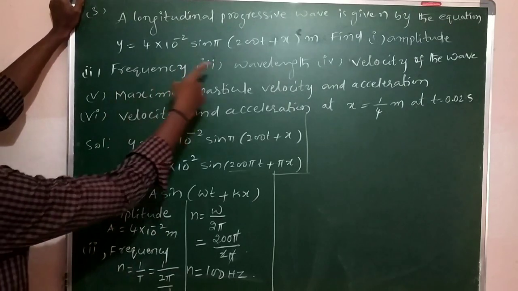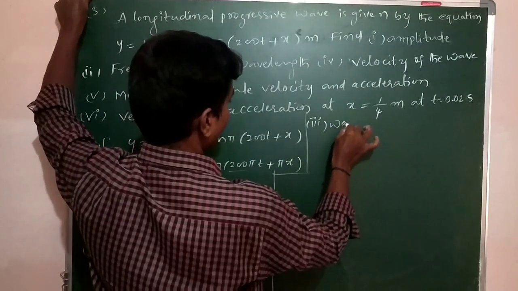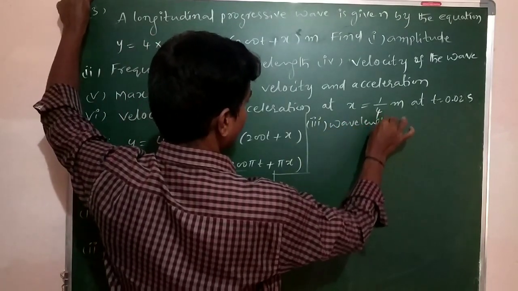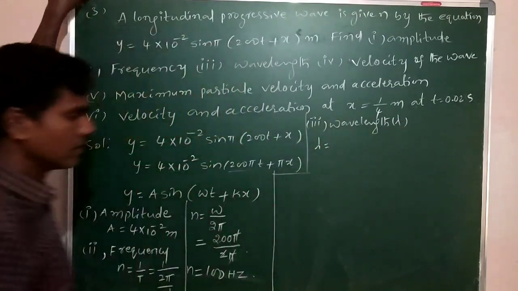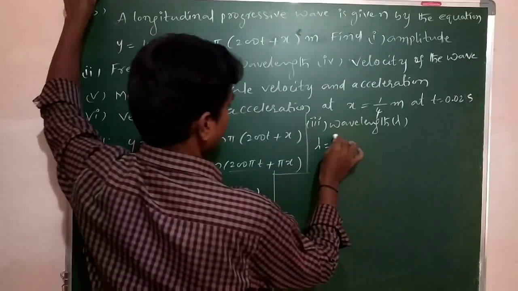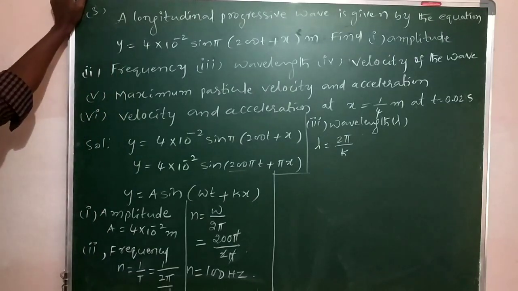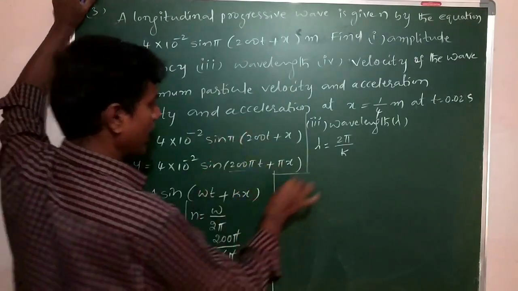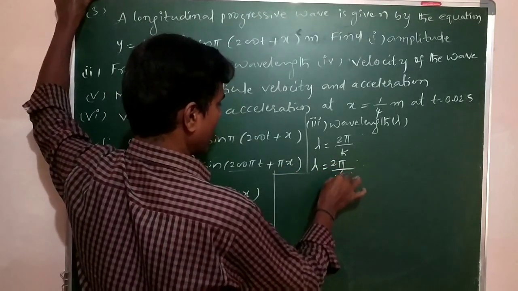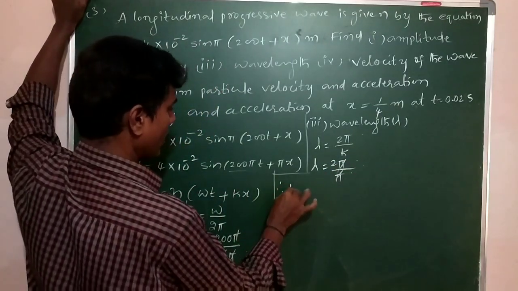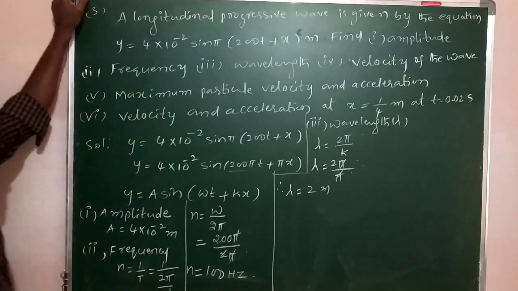So next one is wavelength. Wavelength lambda is equal to 2 pi by k. So what is k here? k is pi. Lambda is equal to 2 pi by pi. Pi cancels. Therefore lambda is equal to 2 meters. It's finished.